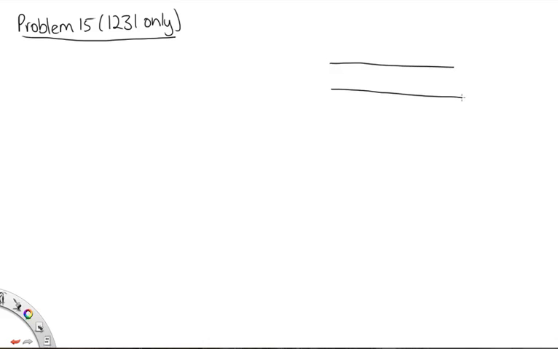Problem 15, which is a 1, 2, 3, 1 only problem. In this problem, we have a parallel plate capacitor. It's got area A and it's filled with two dielectrics. One has a dielectric constant epsilon R2 and one has a dielectric constant epsilon R1. So each of these dielectrics takes up an area A on 2.